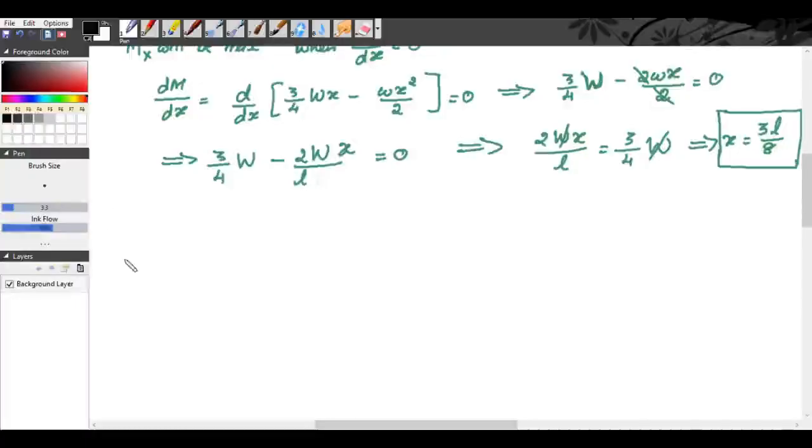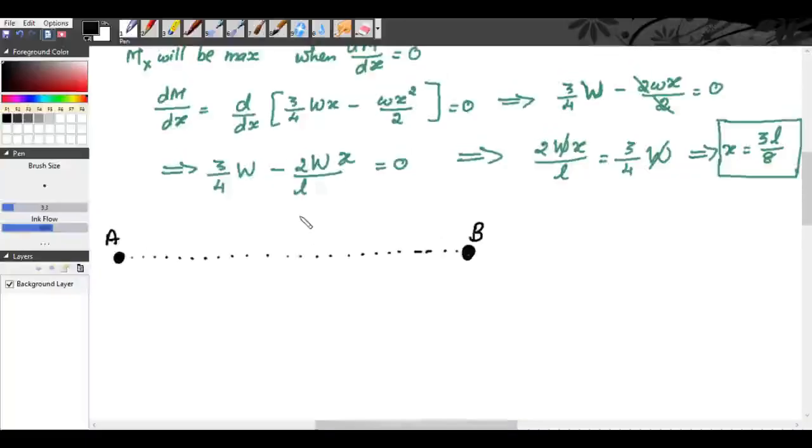So our mechanism will be, okay. At A we will have a hinge, at B we will have a hinge, at a distance of 3L by 8 from B. So this distance is, so total distance is L.